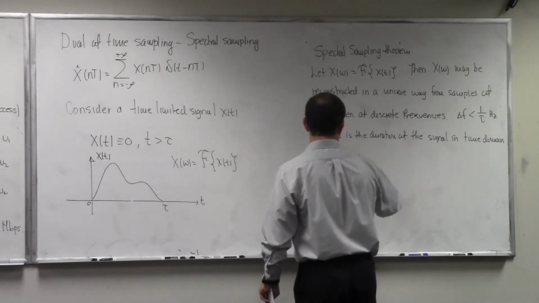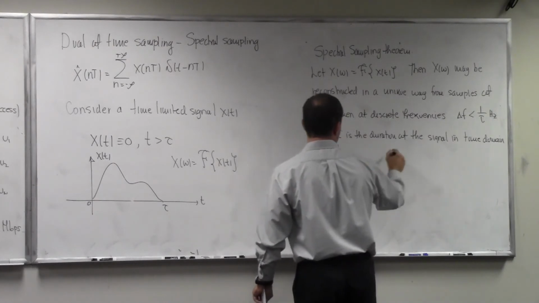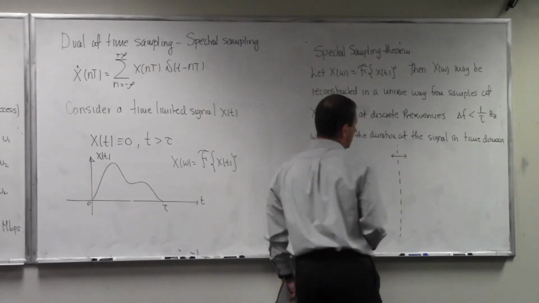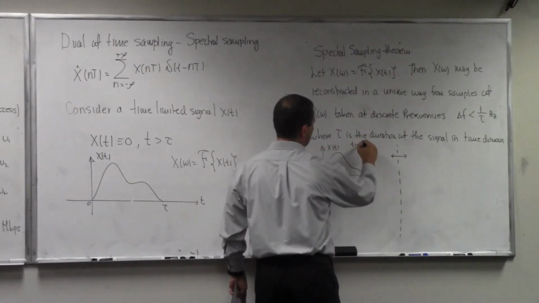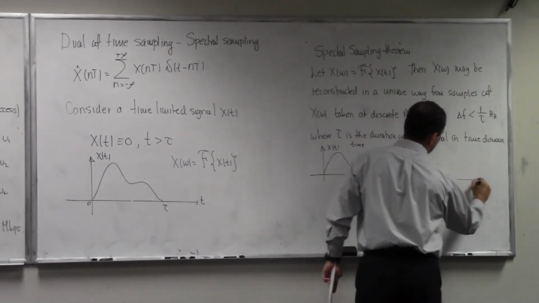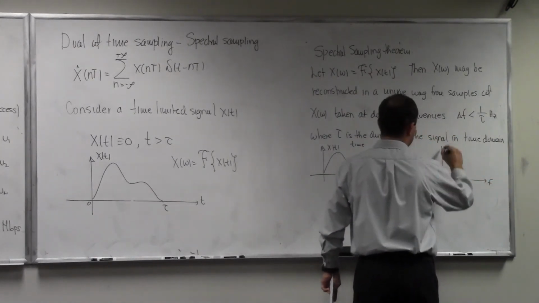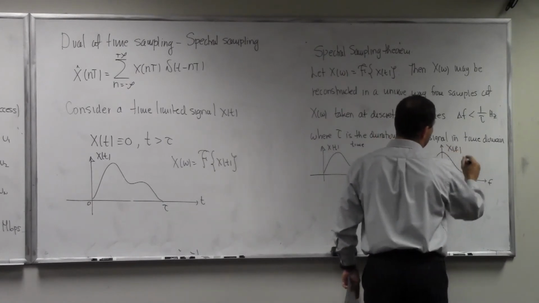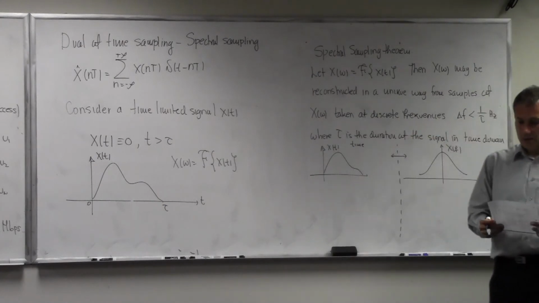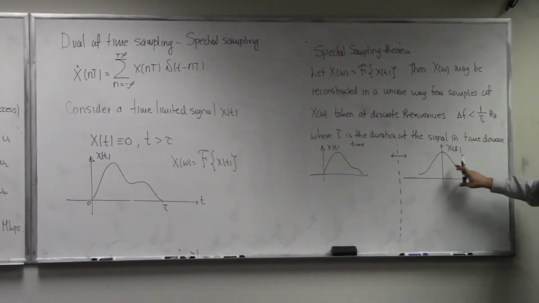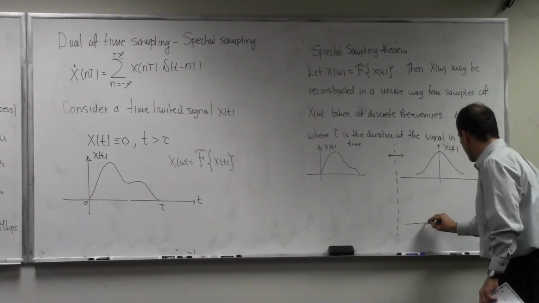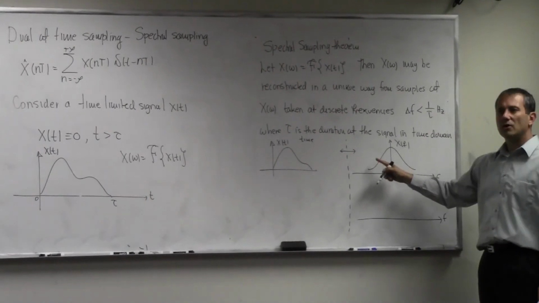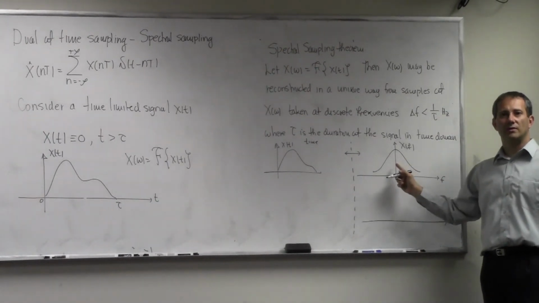If this is your x of t, this is my world, time versus frequency. So how does my Fourier transform look? Let's say this is it, x of f, and it's a continuous function. So now what I'm saying is, I can get back to this function x of f without knowing all its values. I don't have to know all of its values.